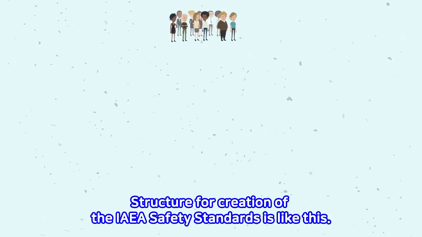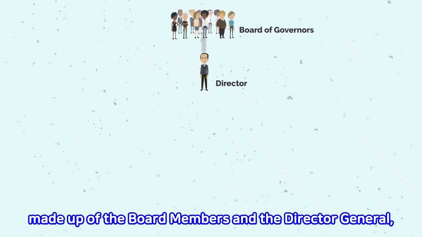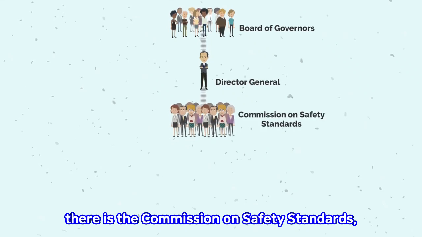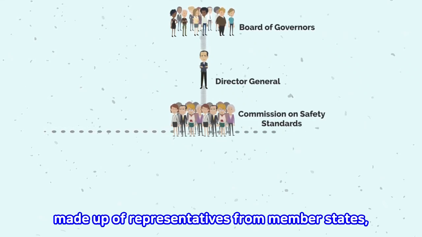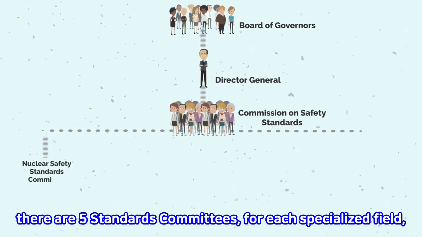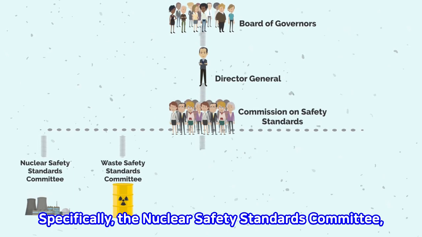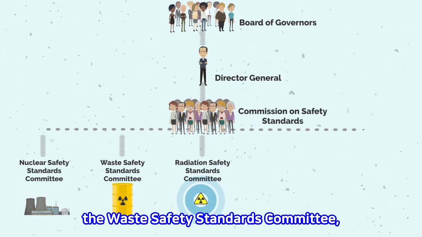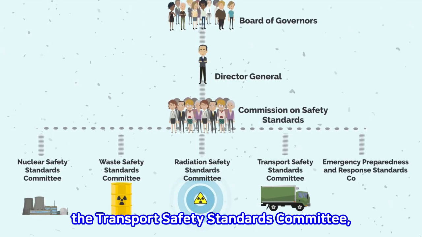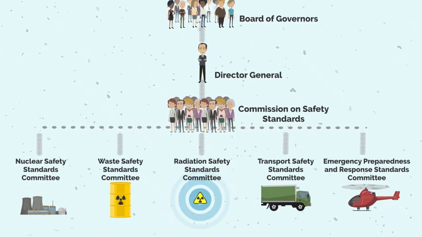Structure for creation of the IAEA Safety Standards is like this. Under the Board of Governors, made up of the board members and the Director General, there is the Commission on Safety Standards, made up of representatives from member states, and under the Commission, there are 5 standards committees for each specialized field to discuss more detailed matters. Specifically, the Nuclear Safety Standards Committee, the Waste Safety Standards Committee, the Radiation Safety Standards Committee, the Transport Safety Standards Committee, and the Emergency Preparedness and Response Standards Committee.